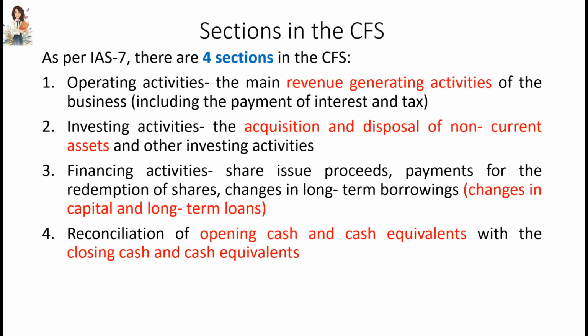As per IAS 7, there are four parts in the cash flow statement format. The first part is that of operating activities, which are the main revenue generating activities of the business. These deal with the current assets, current liabilities, depreciation, and the interest and tax payment.